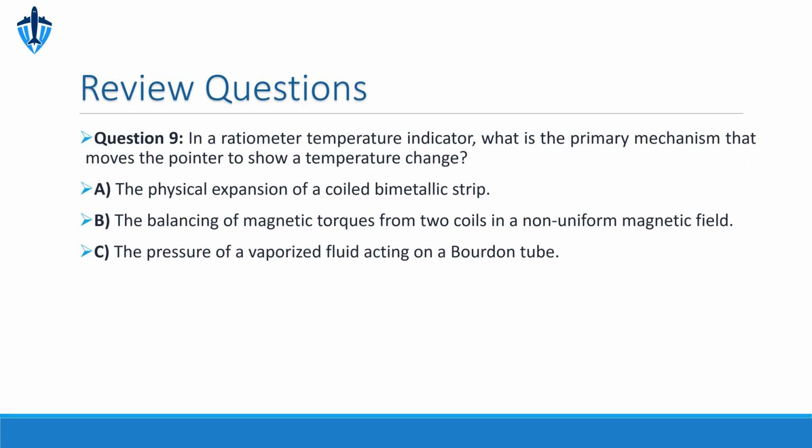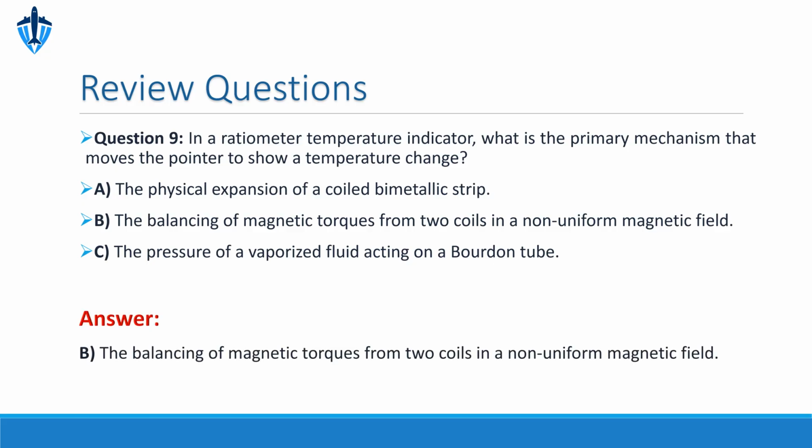Question 9. In a ratiometer temperature indicator, what is the primary mechanism that moves the pointer to show a temperature change? A. The physical expansion of a coiled bimetallic strip. B. The balancing of magnetic torques from 2 coils in a non-uniform magnetic field. C. The pressure of a vaporized fluid acting on a Bourdon tube. The correct answer is B.